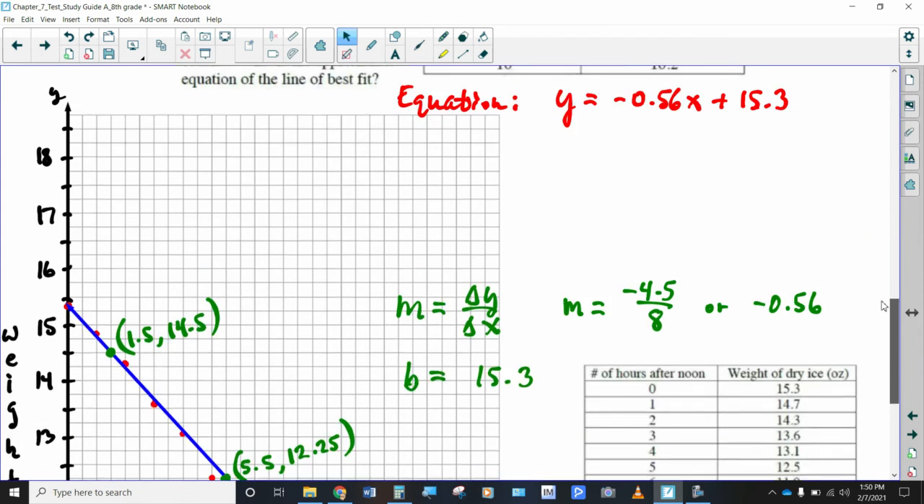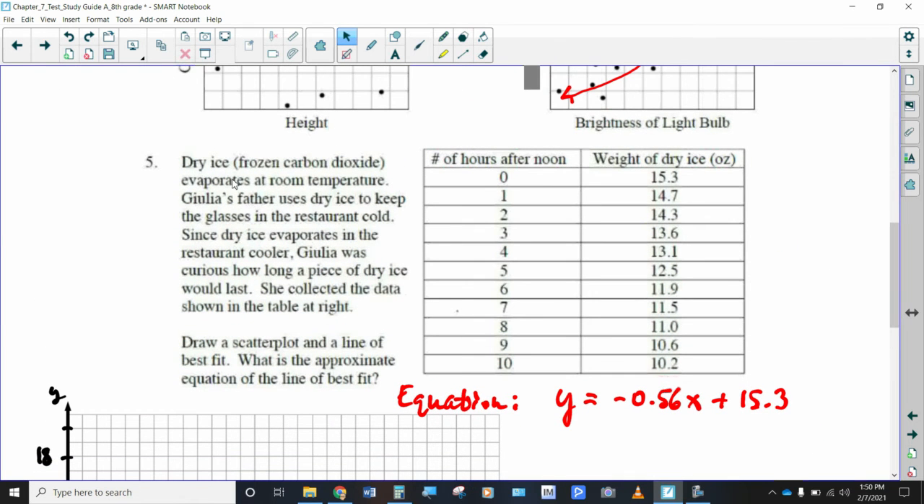And then here we go. Here's an interesting one. It says dry ice evaporates at room temperature. This person's father uses dry ice to keep the glasses in the restaurant cold. Since dry ice evaporates in the restaurant cooler, this person, we'll call her Julia, was curious how long a piece of dry ice would last. She collected the data shown in the table on the right. Okay, so we're trying to see how the time affects the weight of the dry ice. As time increases, we expect the weight to go down.